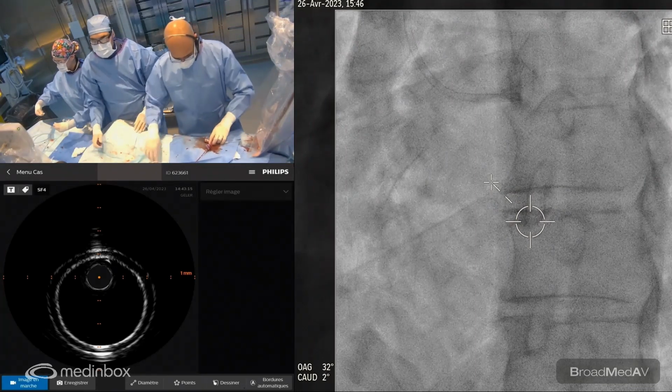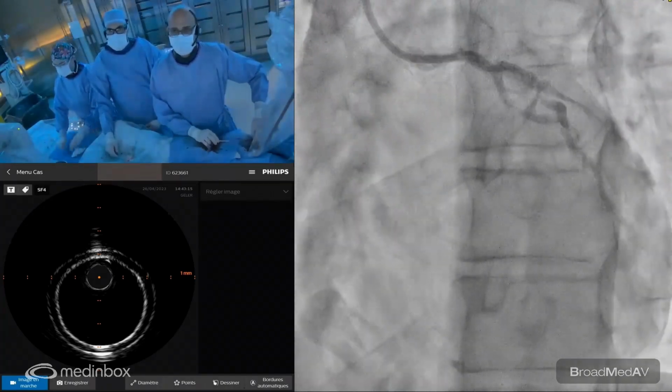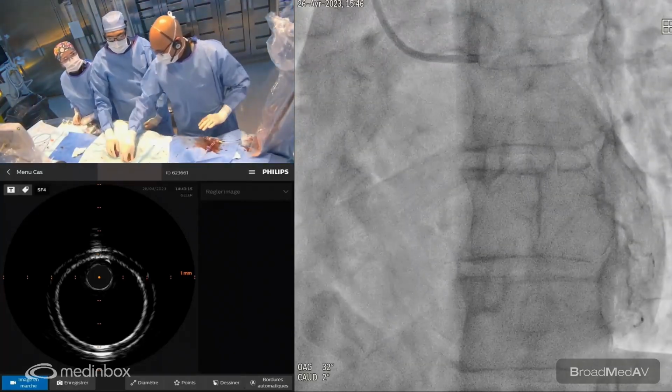So putting the XB in the left sinus. Test. We have good pressure. Well, we're cannulated in the left main. So maybe we'll take a couple of setup shots.